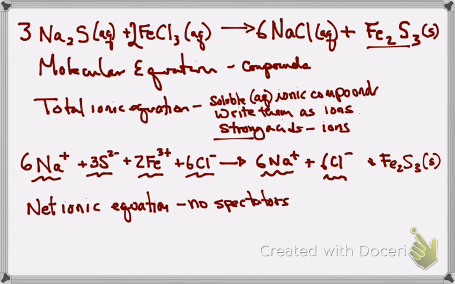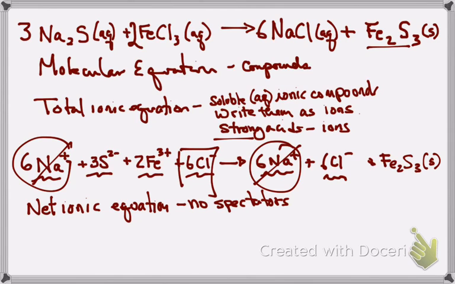Who are my spectator ions? Sodium and chlorine. Yeah, right? But the sulfur was sulfide, and now it's part of iron sulfide, right? Iron 3 sulfide. And the iron became part of iron 3 sulfide. It's a solid. Those are the only things that you leave in. So what you can do is you can get rid of spectator ions, like sodium, and you can get rid of chloride ions, like that. Okay? And that leaves the net ionic equation, so you write all that out.